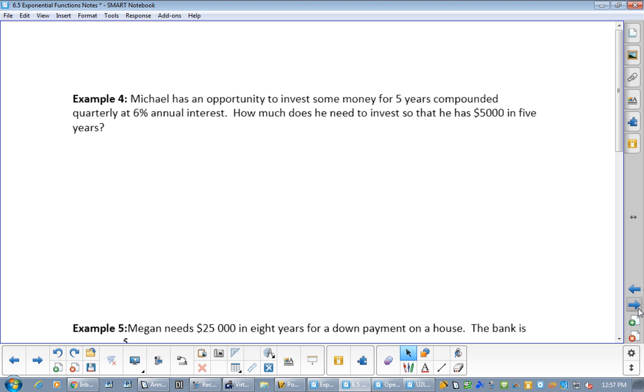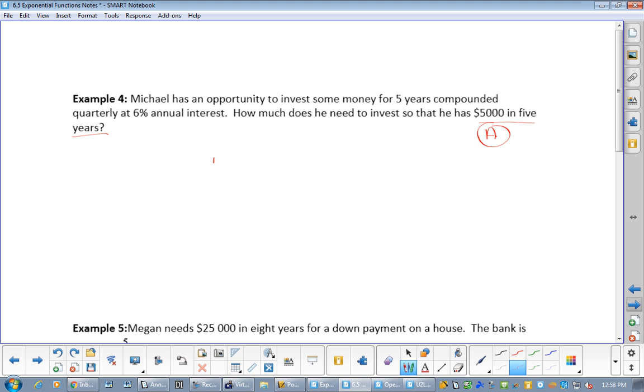Okay. Michael had the opportunity to invest some money for 5 years, compounded quarterly at 6% interest. How much does he need to invest so he has $5,000? Okay, so here's the other thing. You want to see how much I need to put in so I'll get $5,000. So what is the $5,000? That's my end amount. That's what I want to be able to take out of the bank. It's not saying I will make $5,000. I want $5,000 at the end.